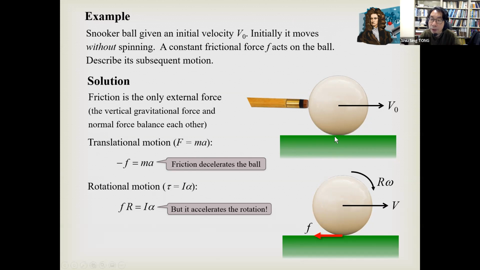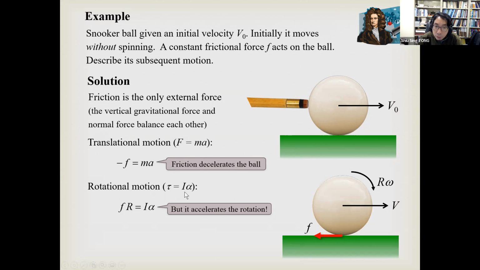Now, in order to describe its motion, we also have to set up two equations. The first equation is for the translational motion. After the cue has left the ball, the only external force acting on the ball is the friction. But the friction is opposite to the velocity, so its direction is negative. In my definition, my symbol F is positive, so I put a minus sign here to remind me that the direction is opposite to the velocity. So I have minus F equal to ma. That is the translational motion equation.